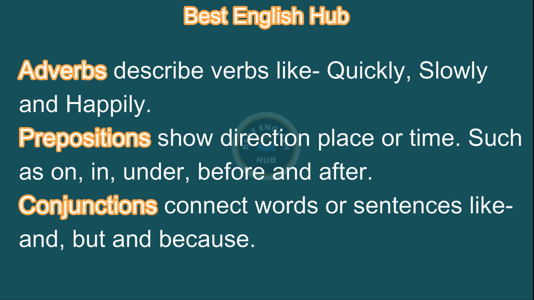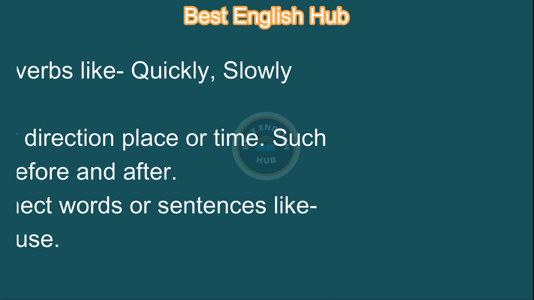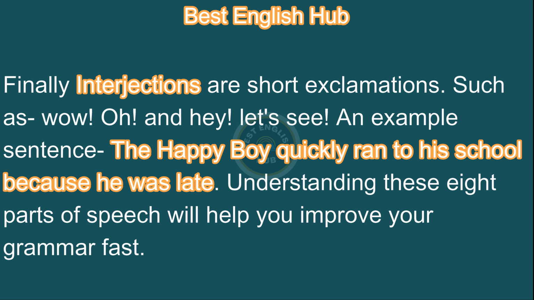Adverbs describe verbs like quickly, slowly and happily. Prepositions show direction, place or time, such as on, in, under, before and after. Conjunctions connect words or sentences like and, but and because. Finally, interjections are short exclamations, such as wow, oh and hey. Let's see an example sentence: the happy boy quickly ran to his school because he was late. Understanding these 8 parts of speech will help you improve your grammar fast.